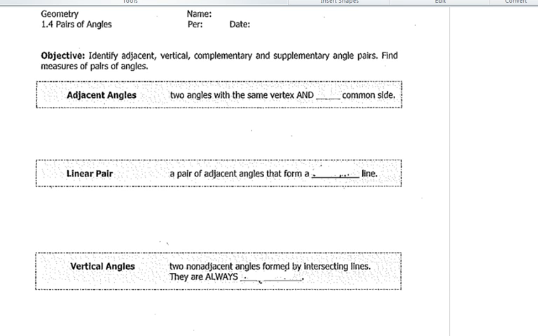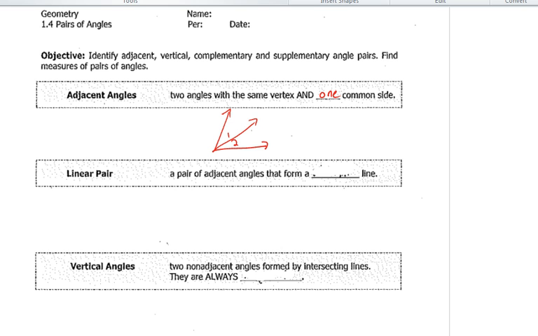Adjacent angles: two angles with the same vertex and one common side. Think about adjacent neighbors would mean next to you. So all that means is if we had two angles like this, 1 and 2, those are adjacent to each other. They're next to each other, they're touching on one common side.